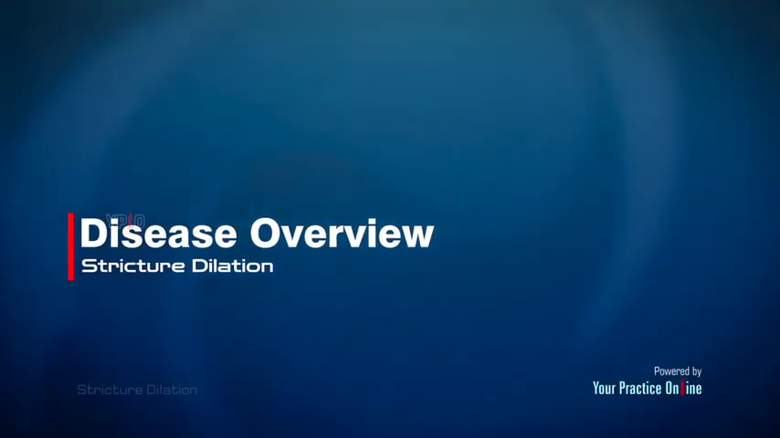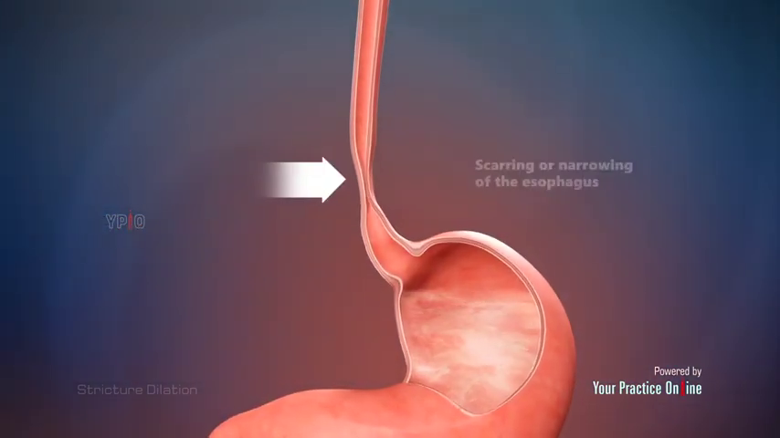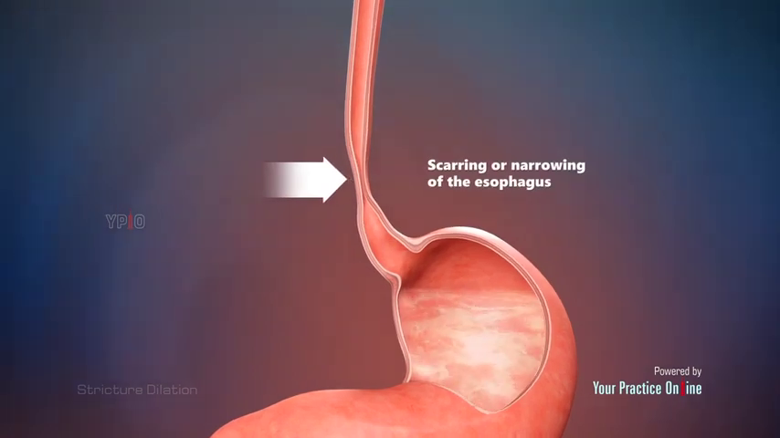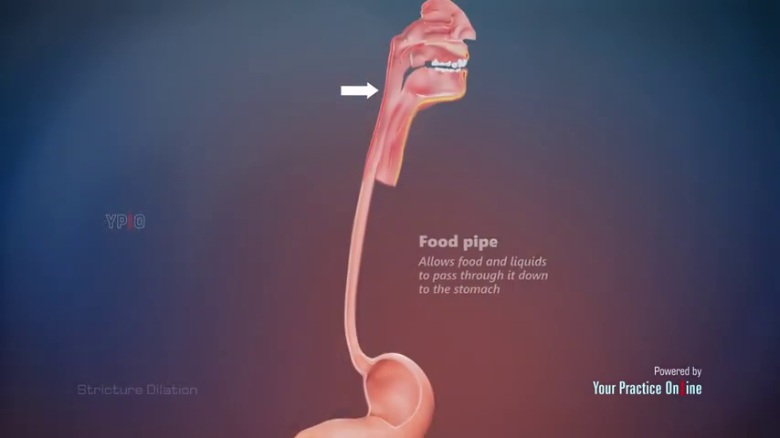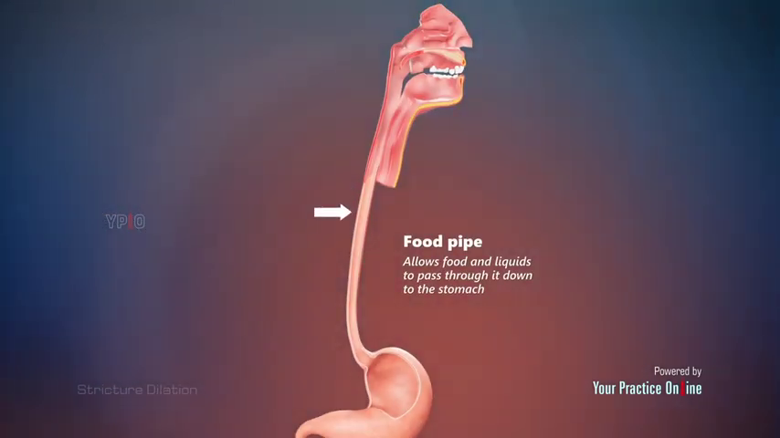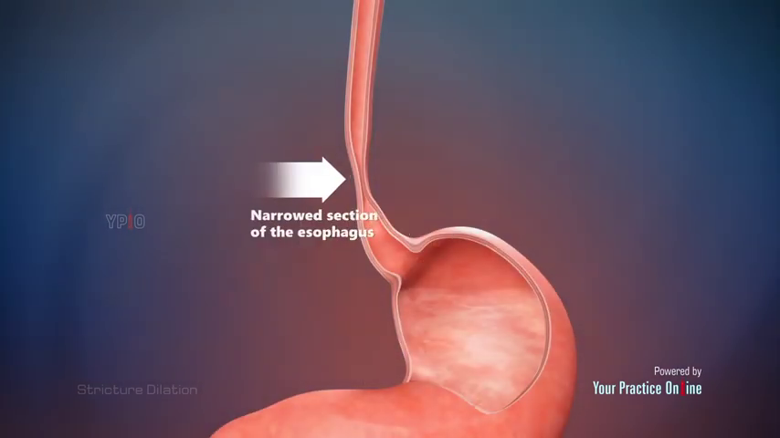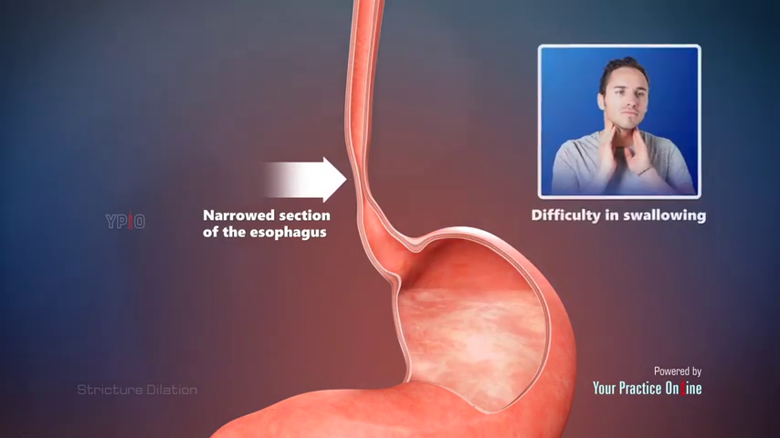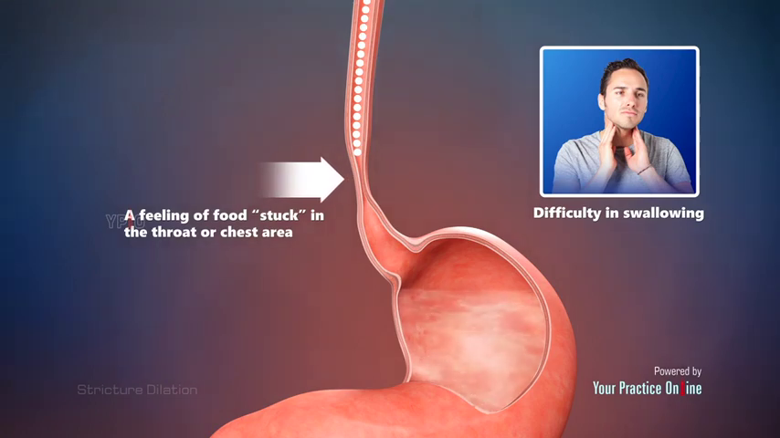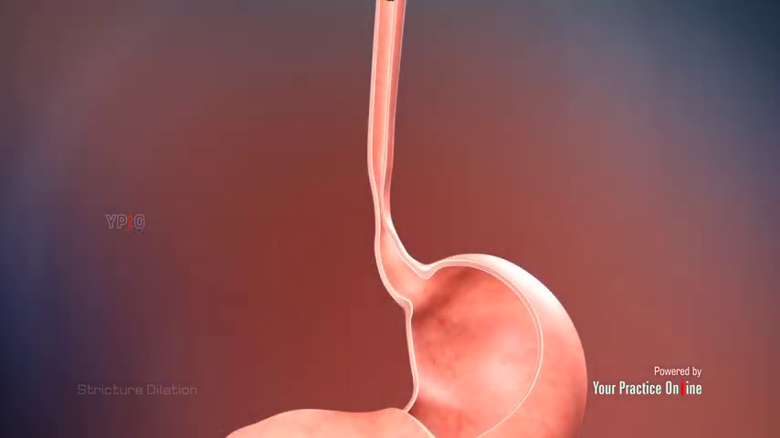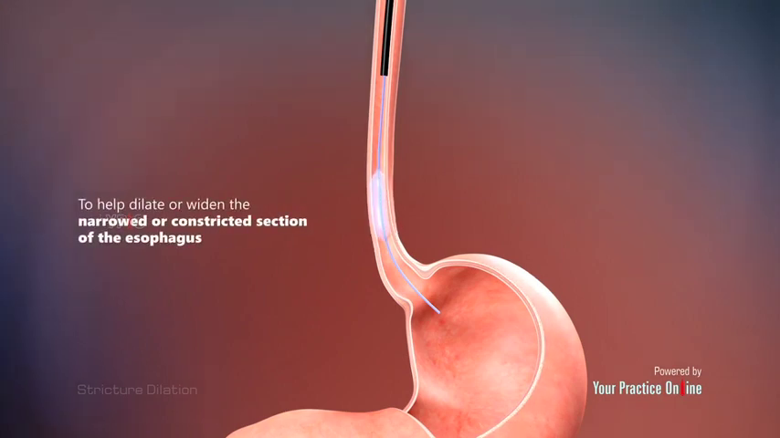Disease overview. An esophageal stricture is the scarring or narrowing of the esophagus due to reflux of stomach acid in individuals with heartburn. The esophagus, also referred to as the food pipe, allows food and liquids to pass through it down to the stomach. Individuals with a narrowed section of the esophagus commonly have difficulty in swallowing, with a feeling of food stuck in the throat or chest area that causes pain or discomfort. Esophageal dilation is a procedure to help dilate or widen the narrowed or constricted section of the esophagus, allowing unhindered passage of food and liquids.